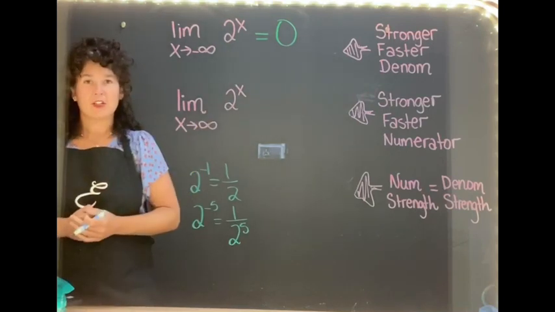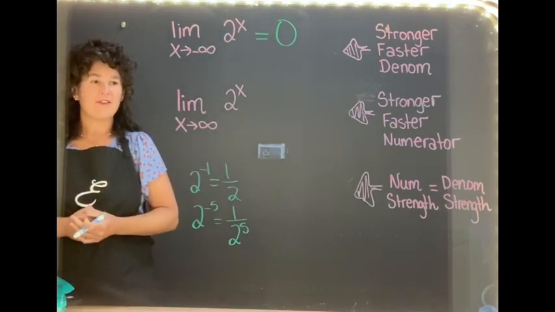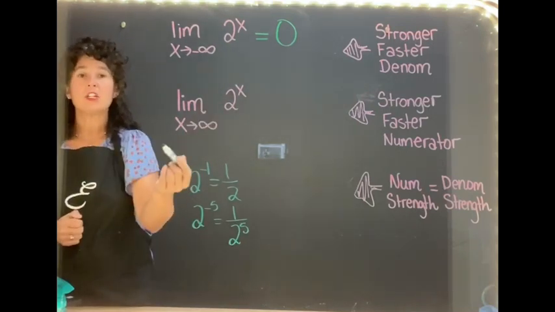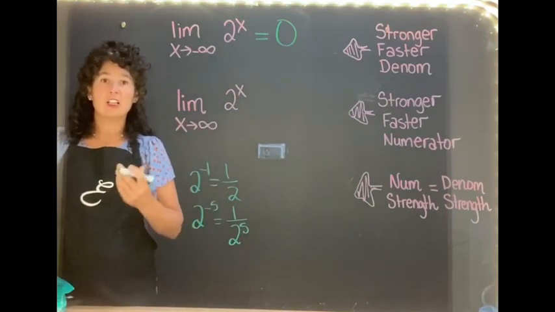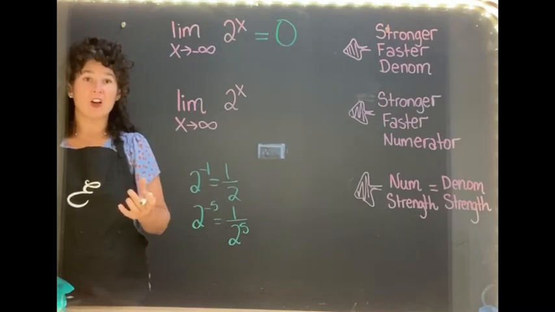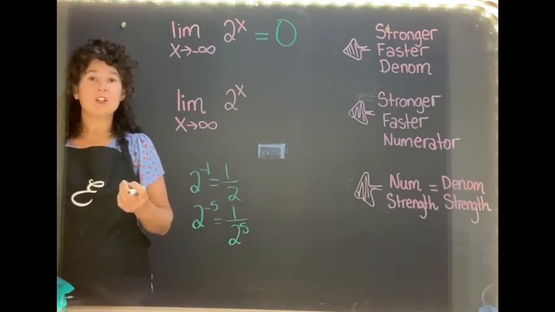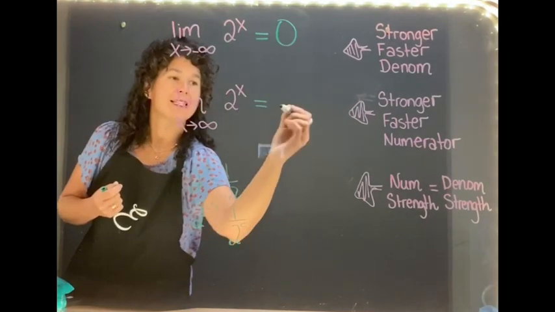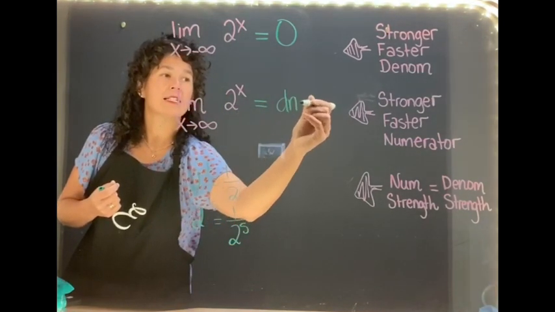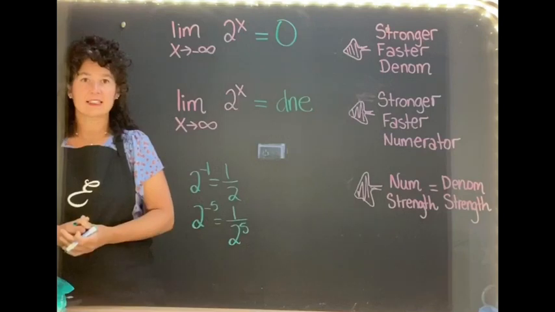For this particular one, 2 to the x, if I substitute in 1, 2, 3, my overall answer is just getting larger and larger and larger, and we are not getting closer to a single number. So here, our limit does not exist.